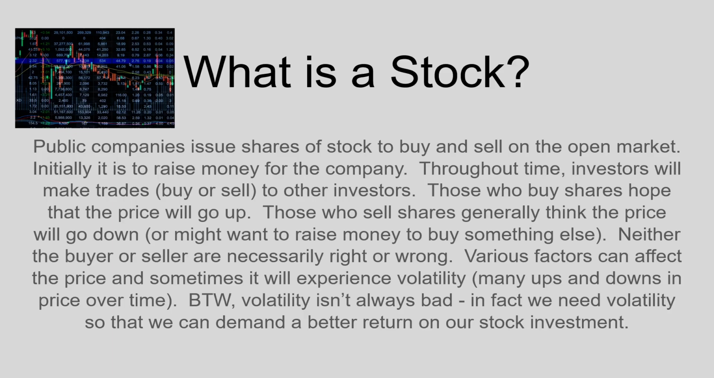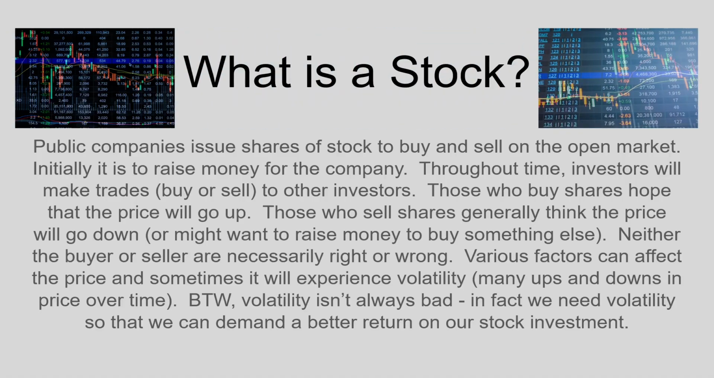Various factors can affect the price, and sometimes it experiences volatility. That means many ups and downs in the price over time. You can see that in these graphics, that usually anything within the year, you'll see a lot more volatility where prices are being adjusted up and down. Someone sells more shares than they purchase, and then sometimes a large group buys more than others will sell, and prices will reflect that. And volatility isn't bad. In fact, we need it to demand a better return on our stock investment.